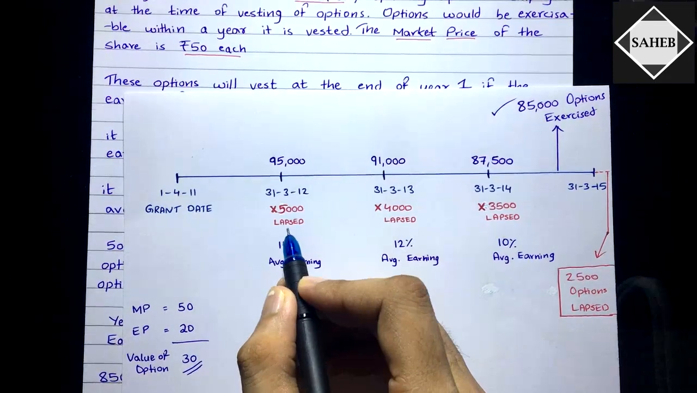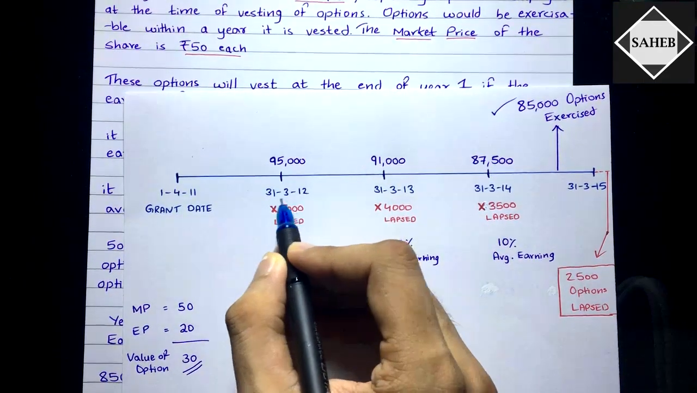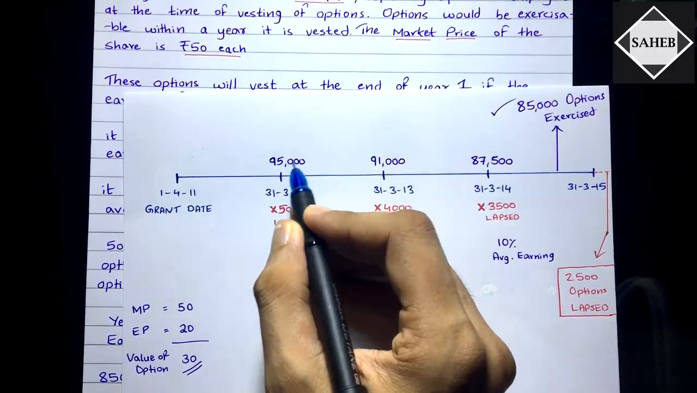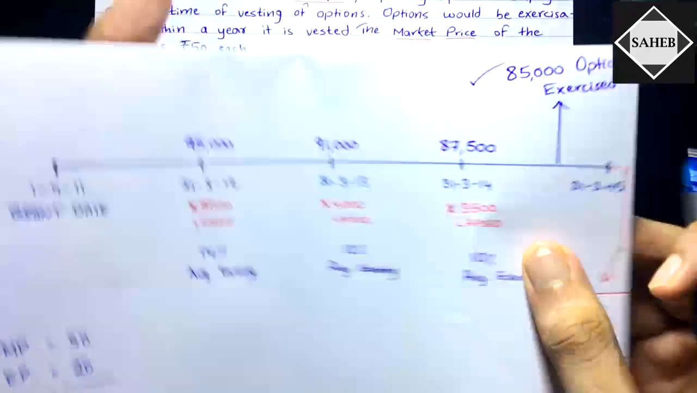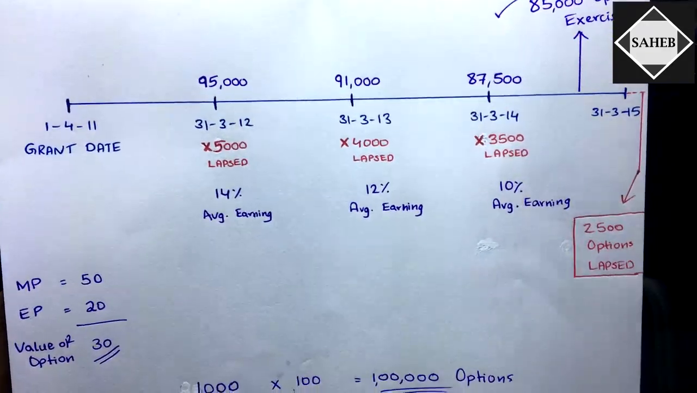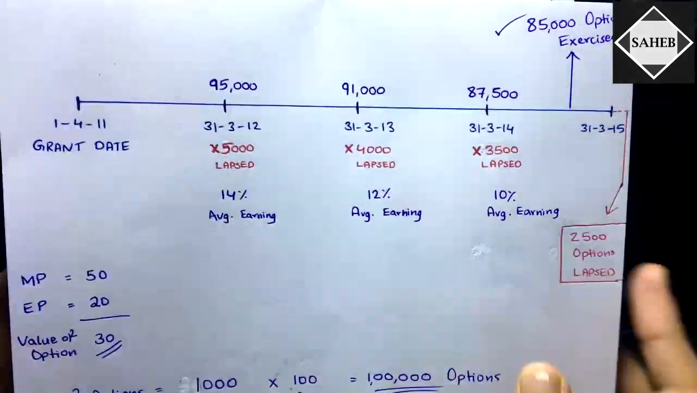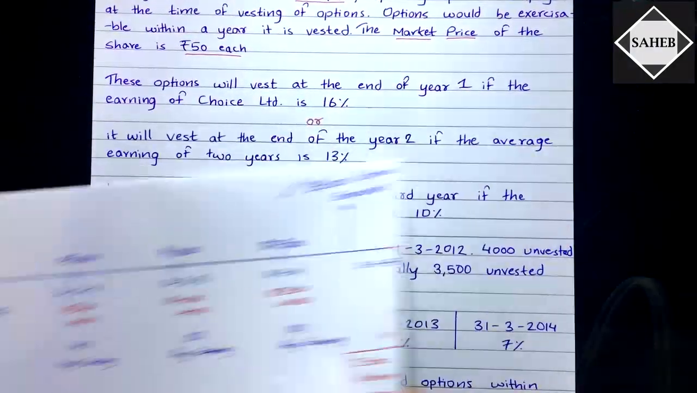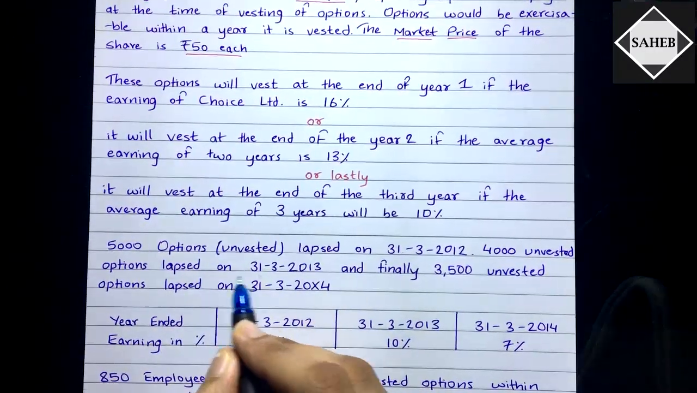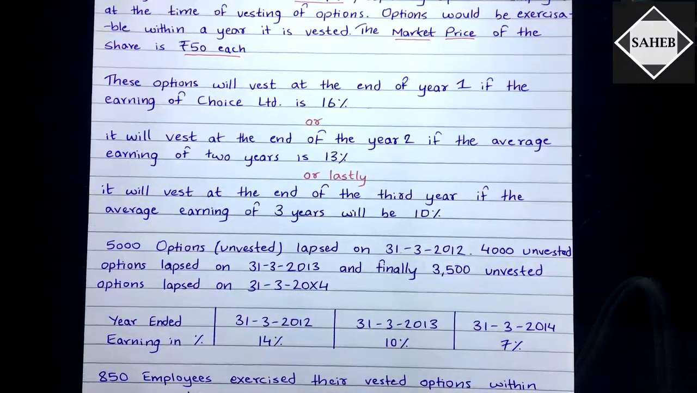If 5,000 options have been lapsed on the exact same date, then in the calculation what we are going to take? We are going to take 95,000. रिमेनिंग ऑप्शन कितने हैं? रिमेनिंग ऑप्शन 95,000 है ना. अगर 5,000 लैप्स हो गए तो रिमेनिंग ऑप्शंस आर 95,000. द टोटल ऑप्शंस फॉर 1 lakh, राइट? सो 1 lakh minus 5,000, दैट इज 95,000. इज दैट क्लियर? Yes.